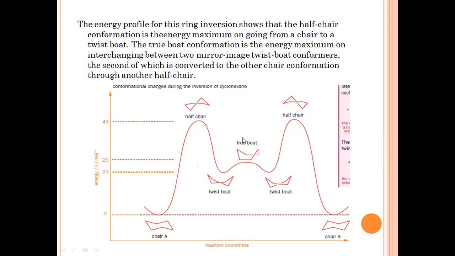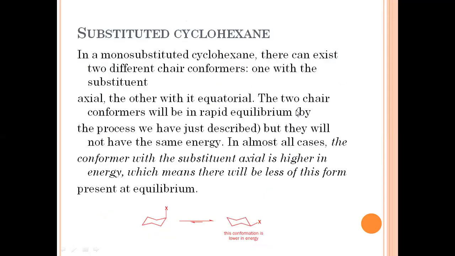But while these mirror images are formed, a slight energy maximum is formed during the conversion of the first twist boat conformation to the second twist boat conformation, through the true boat conformation, which has slightly higher energy than the two twist boat conformations that are mirror images of each other. Now the second twist boat conformation is converted to the other chair conformation, again via the formation of one more half chair conformation.